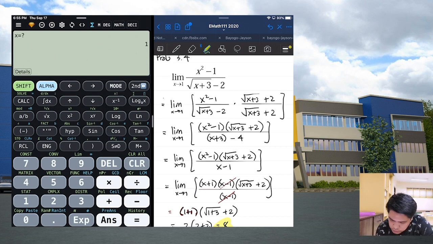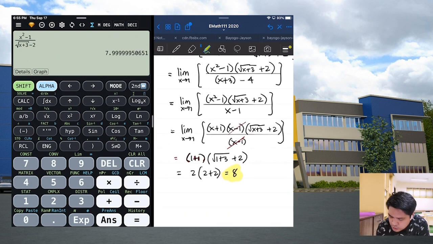So let's use a number, or let x be equal to a number that is not equal to 1 but is close to 1. So let's say 0.999. That's close to 1. So our answer is 7.9955, which is close to 8. Okay? So how about ipa-close pa natin, 0.9999999. The answer is much closer to 8. So tama yung answer natin, 8.